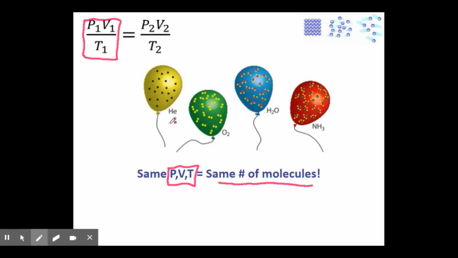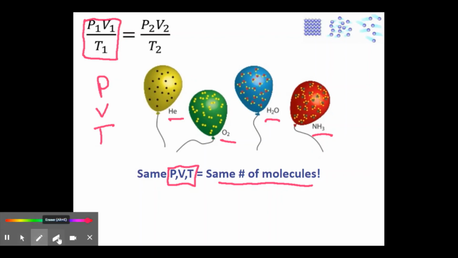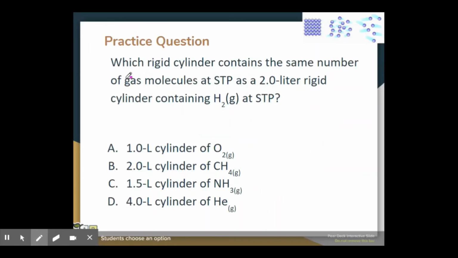So here we have helium, oxygen gas, water gas, and ammonia, different formulas, but as long as they're under the same pressure, volume, and temperature, you have the same number of representative particles in these balloons. So let's go ahead and look at a practice problem. Which rigid cylinder contains the same number of gas molecules at STP as a 2-liter rigid cylinder containing hydrogen gas at STP? So if you look here, you're given different volumes and you're also given different gases.